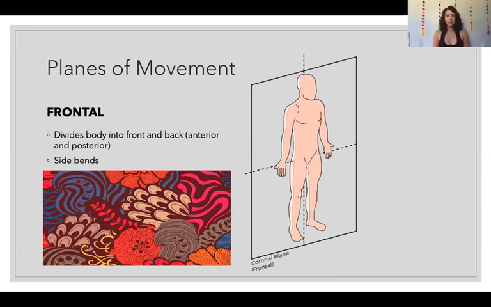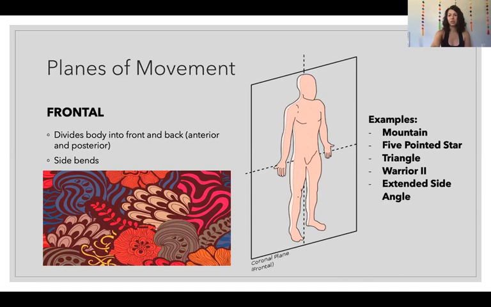For the frontal plane of movement, this divides the body into back and front. So again, think about movements that occur within that plane, and imagine that if you were looking at an outline of the body from the front or the back, it would look the same with these postures. This is going to be side bends, for example. Mountain is another one that uses the frontal plane. Five-pointed star, triangle, warrior two, extended side angle, and gate pose.